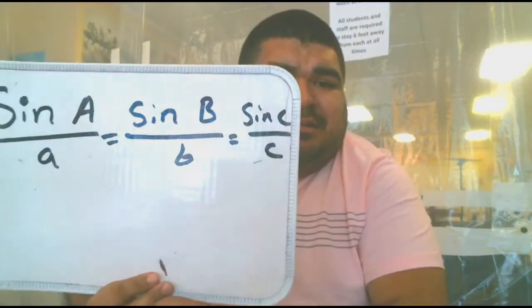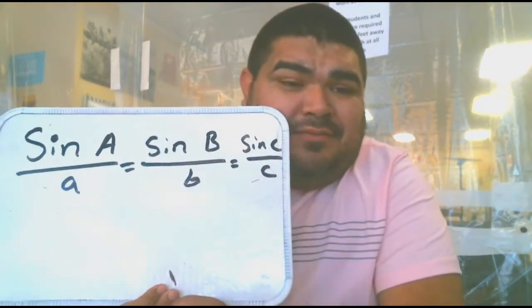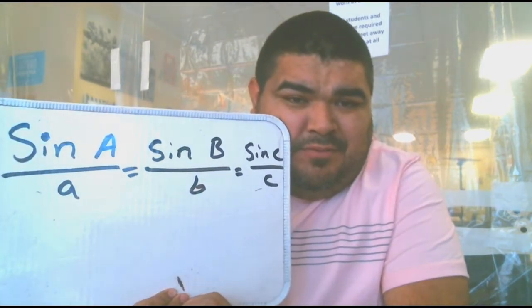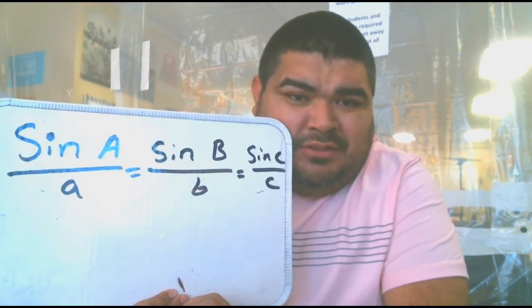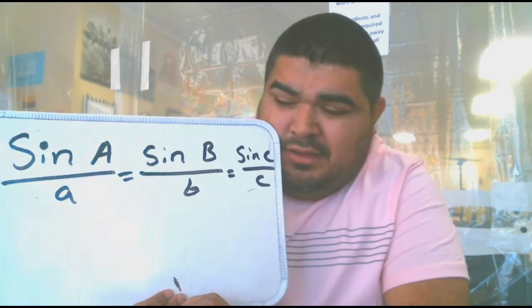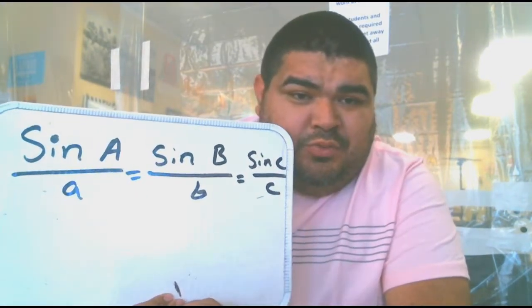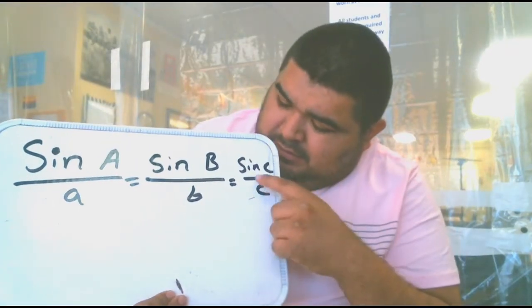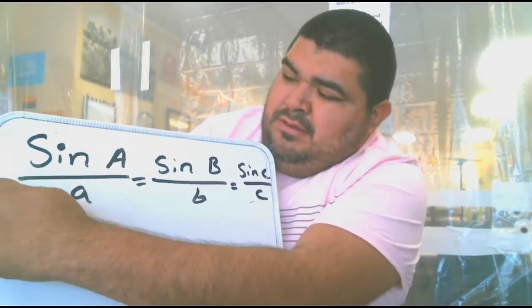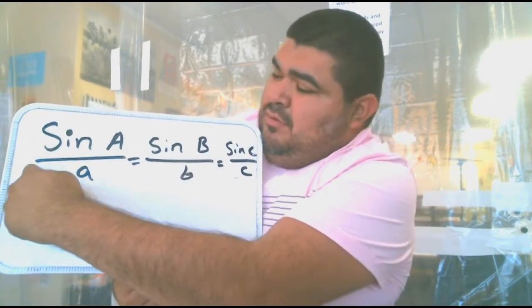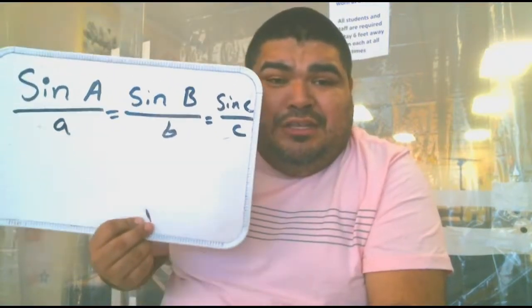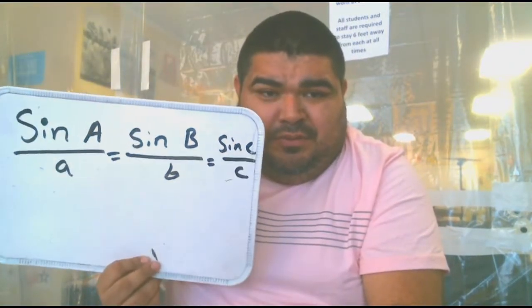The equation we're going to use today is sine of capital A over lowercase a equals sine of capital B over lowercase b equals sine of capital C over lowercase c. Meaning it doesn't matter which one you use, they all equal each other. Okay, that means that sine of C over c continues over here on the other side, so it would be sine of A over a. So you can use any two, they always equal each other.